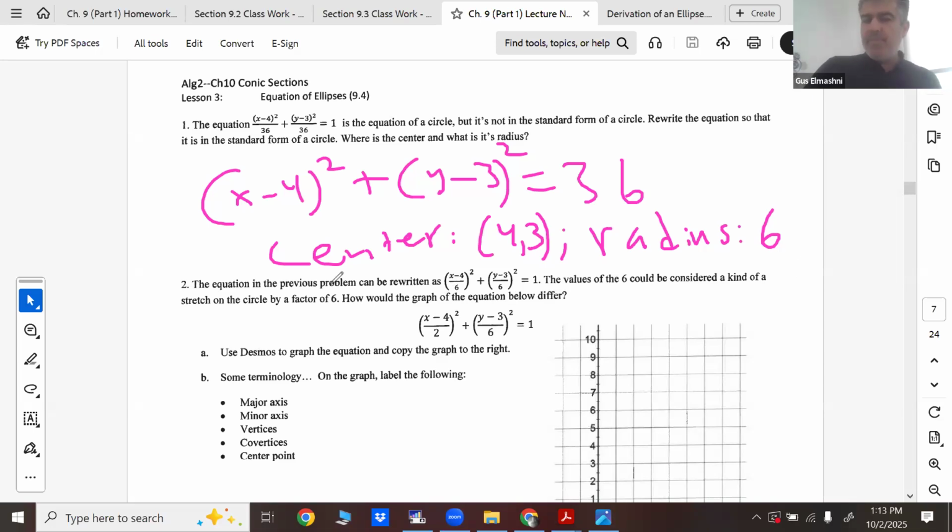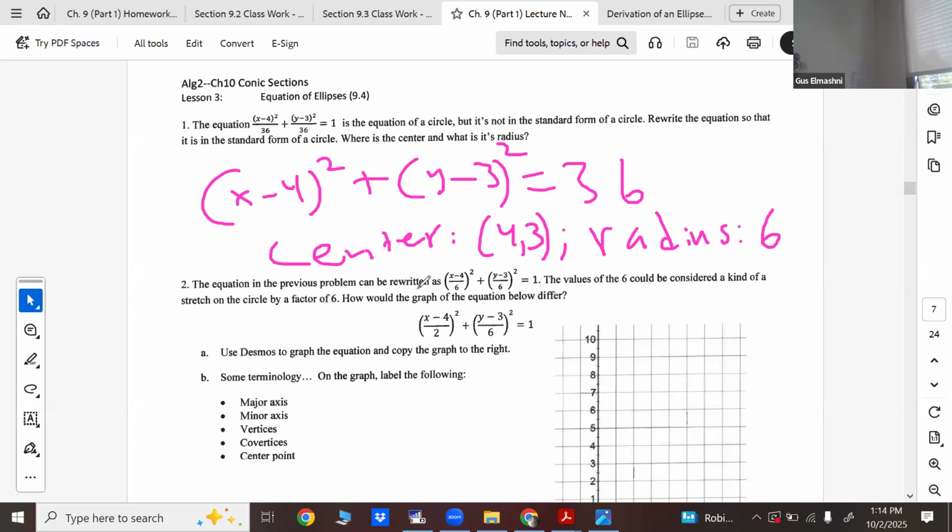But what if the denominators are different, right? So first off, let's look at number 2 again. Number 2 re-examines number 1. Notice the subtle difference, that 36 and 36. What happened from the x minus 4 over 6 squared plus y minus 3 over 6? These are the same, but how do I know they're the same? You added parentheses. Exactly. I extended the parentheses, so then I have to make that a 6 to guarantee the same denominator. Correct. So what we're noticing is that it's kind of like a stretch in a way.